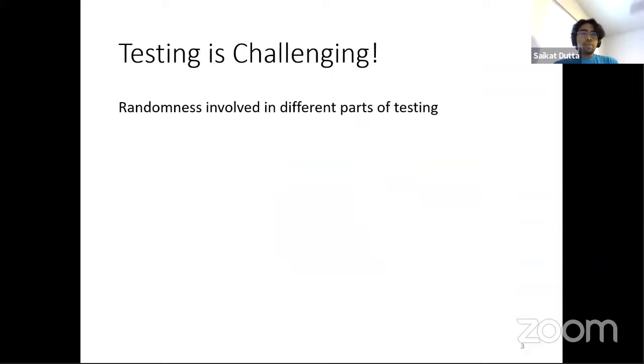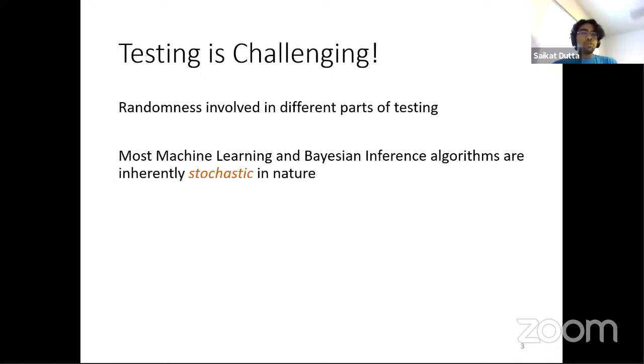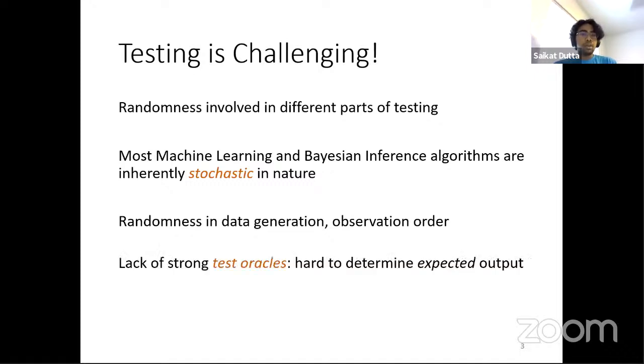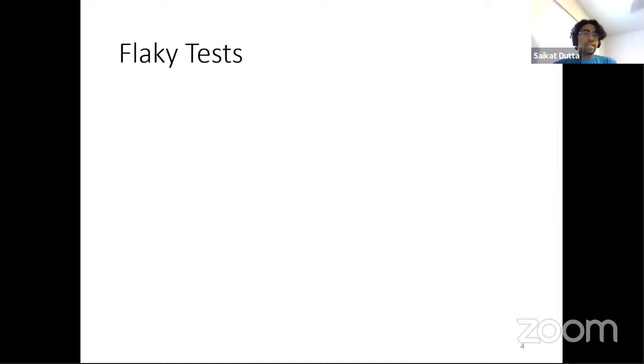However, testing in this domain is very challenging. The tests that developers write in this domain typically generate a small data set, then run the algorithm, and then check the outputs. However, there can be randomness in different parts of this process. Firstly, most machine learning and Bayesian inference algorithms are inherently stochastic in nature. Second, there can also be randomness in the data generation process and also the order in which the algorithm sees the data. Further, there is also a lack of strong test oracles, which makes it very hard to determine the expected output of the algorithm. All these reasons contribute to non-systematic testing, which eventually leads to flaky tests. So what are flaky tests?